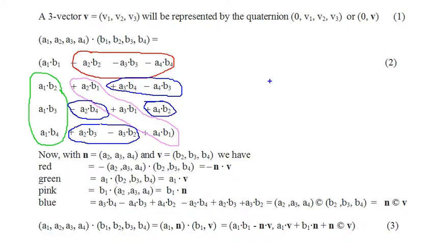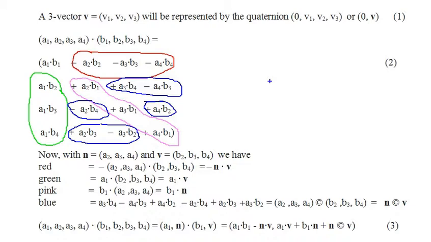Line 2 shows the right-hand side of the quaternion multiplication formula, along with a regrouping of the terms in the product. We'll let the vector n have components a2, a3, a4, and the vector v have components b2, b3, and b4. Then, notice that the terms in the product circled in red equal the dot product of the vectors n and v. The terms circled in green equal a1 times the vector v. The terms circled in pink equal b1 times the vector n. And the terms circled in blue equal the cross product of n and v.